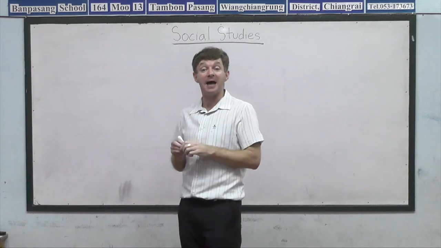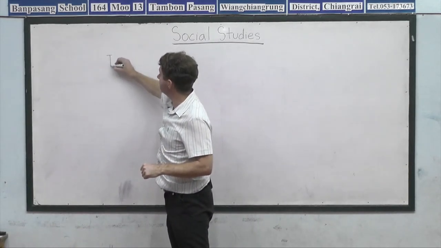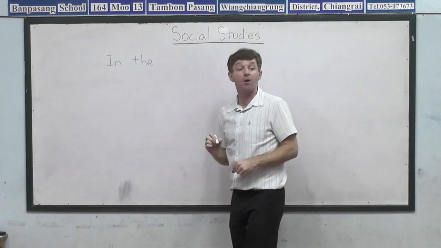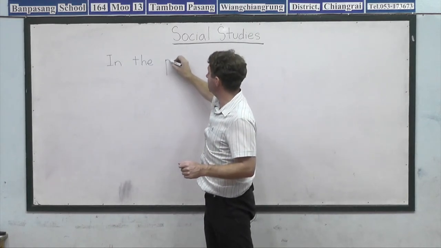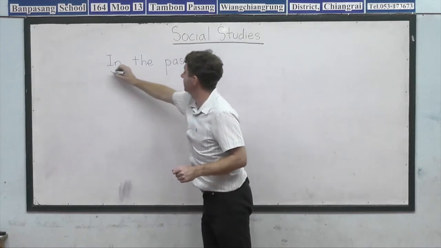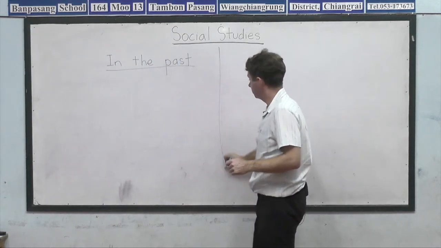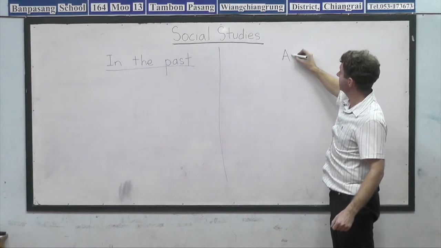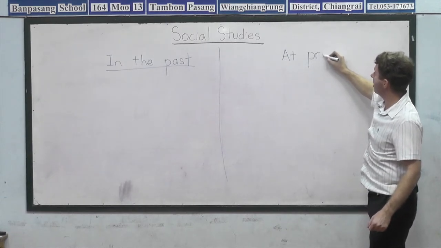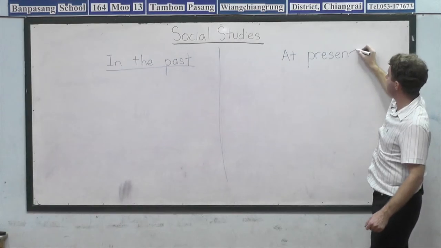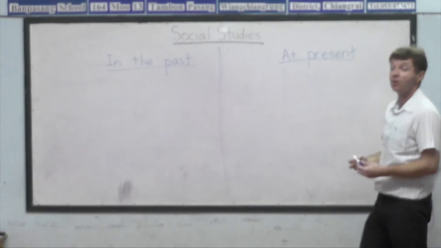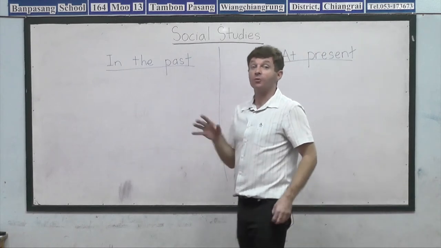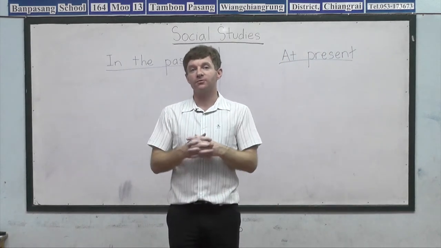So in the past, we will say, I-N-T-H-E. And our word again, past. P-A-S-T. In the past. And now, at present. A-T-P-R-E-S-E-N-T. Okay, so we have our two columns. In the past. At present. So what I'll do now, I'll ask my students to close their eyes and I'll give them each, one by one, a flashcard.